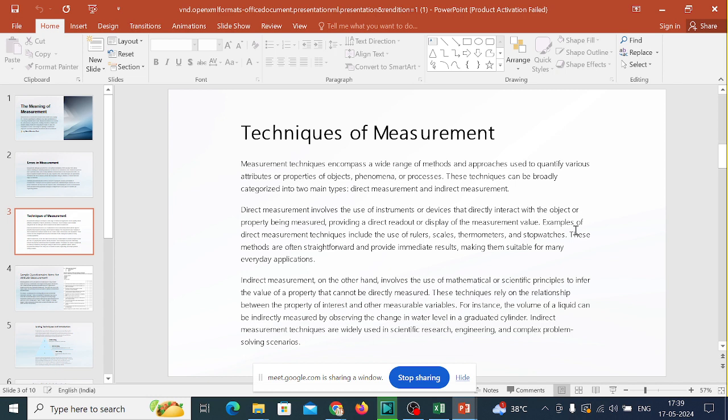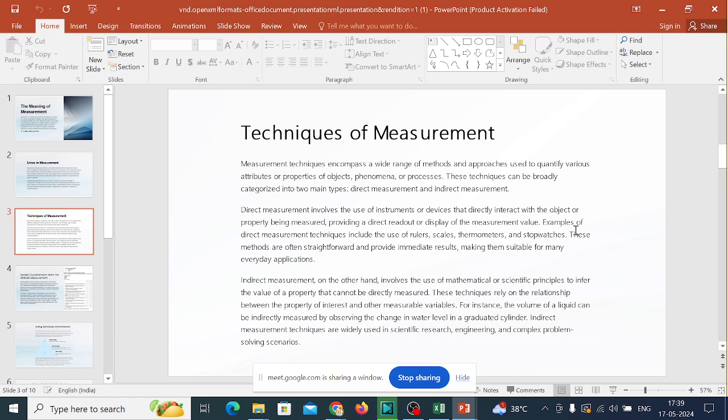Okay, so these devices directly interact with the objects being measured and used. Now, direct readout or display of the measurement. Examples of direct measurement techniques include the use of rulers, scales, thermometers, and stopwatches. These all come under one roof, that is direct measurement.